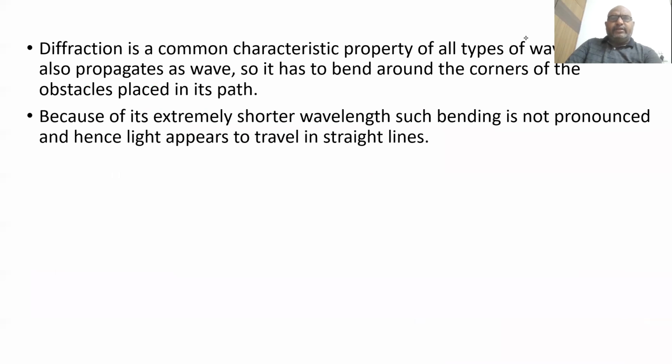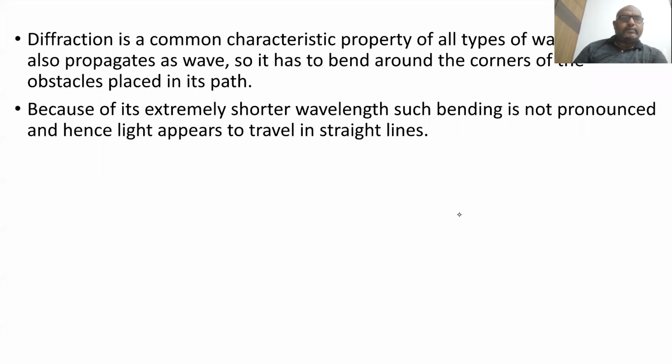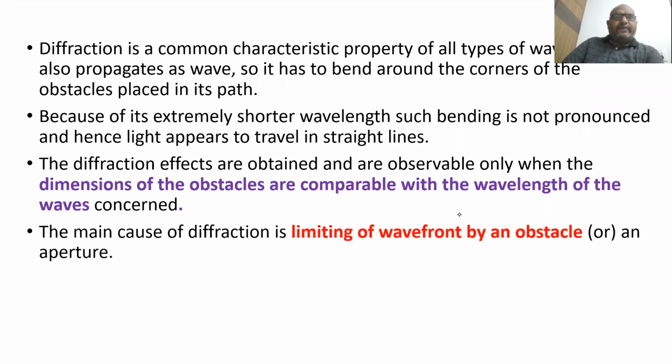Because of its extremely short wavelength, such bending is not pronounced, and hence light appears to travel in a straight line. The diffraction effects are obtained and observable only when the dimensions of obstacles are comparable with the wavelength of the waves concerned. The main cause of diffraction is the limiting of the wavefront by an obstacle or an aperture.